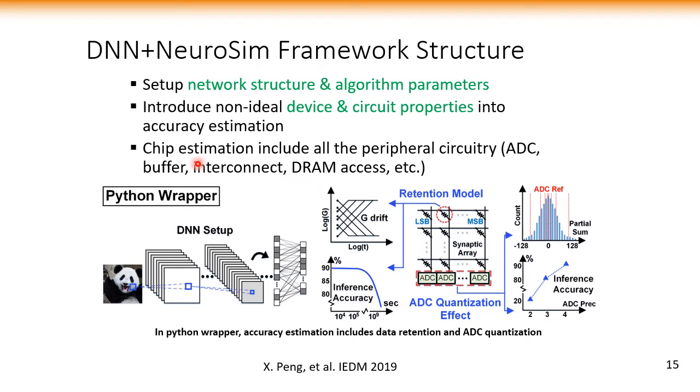And also on the chip level estimation, we include all the peripheral circuits into the considerations, including the ADC, buffer, interconnect, DRAM access, and so on. So we can have a holistic estimation of the chip level performance, considering all the peripheral circuits and the communication overhead.